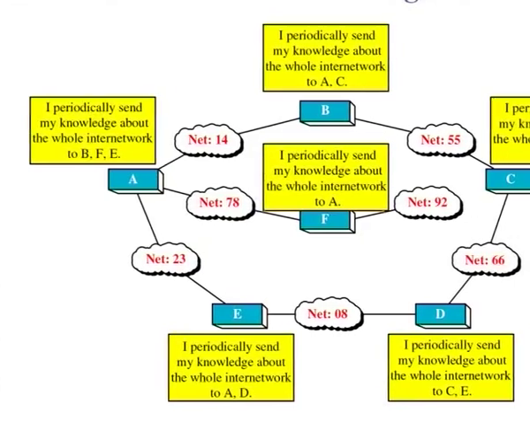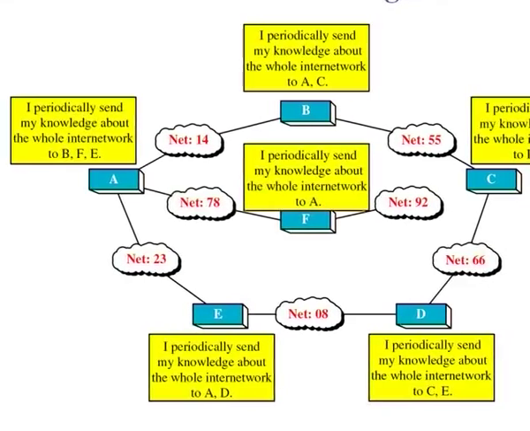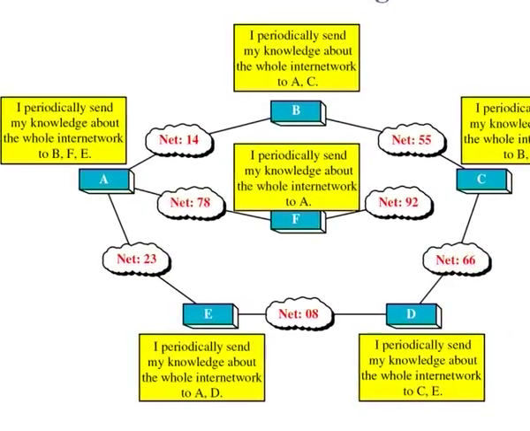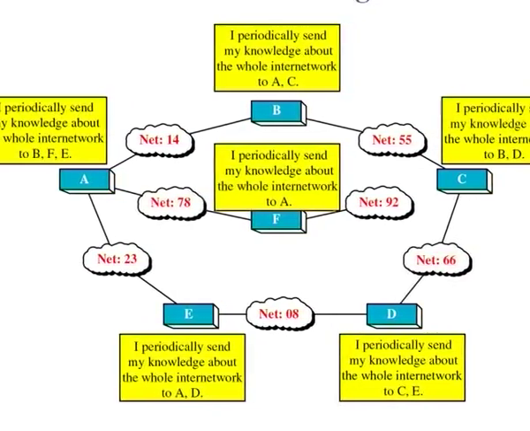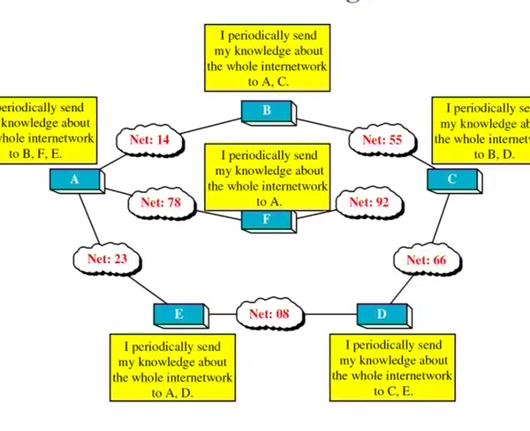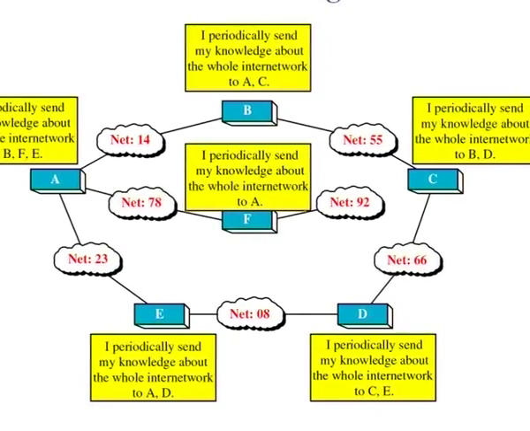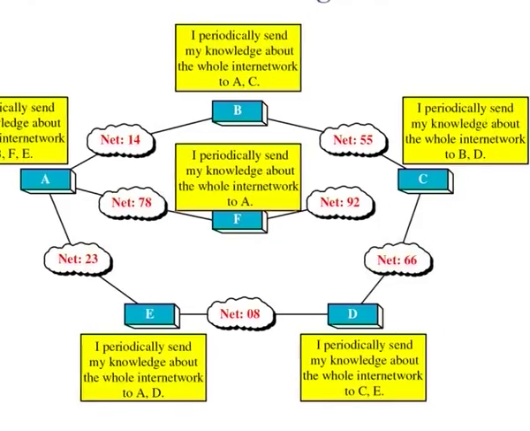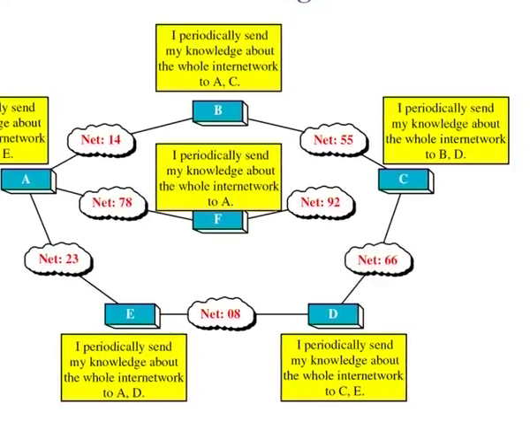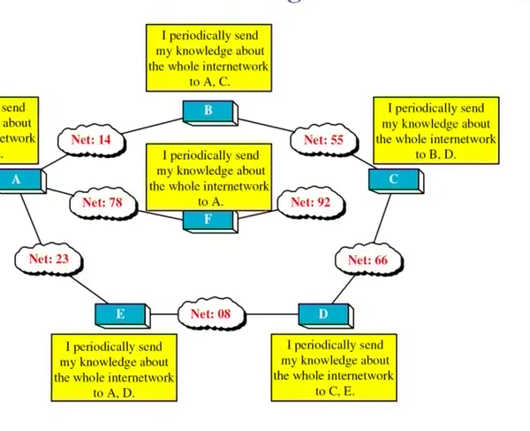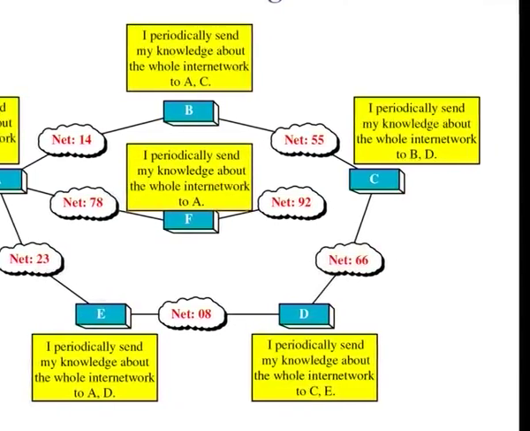Let us take an example here. Let us look at what is happening here. If I have some network, A is connected to network number 14, which is also connected to router B, and then network 55 is connected to B and C, network 66 is connected to C and D, and so on. Now what every router here does is, it says, I periodically send my knowledge about the whole network to my neighbors. So B, for instance, will say, I will send it to A and C. C will similarly say, I will send it to B and D.